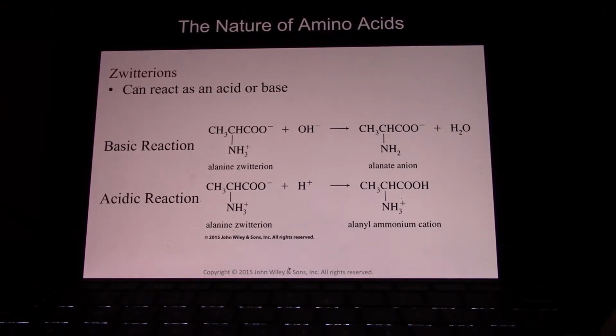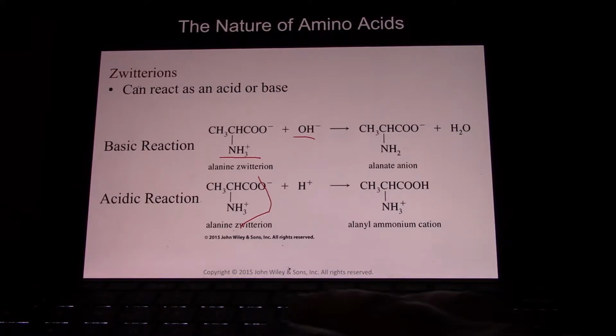And zwitterions can act as an acid or a base. Here we see it acting as an acid. It's donating a proton. So it's reacting with the base. Here we see it acting as a base. And it's accepting a proton. So it's grabbing this proton and accepting it.